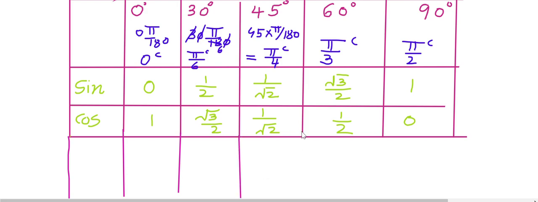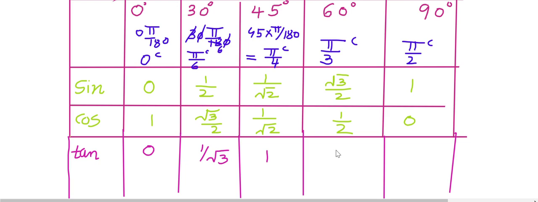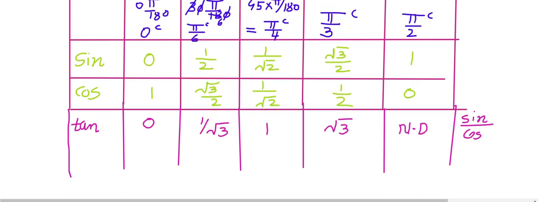Now what will be the tan? Tan is nothing but sine upon cos. So you can follow the same thing. That is, tan will be 0 upon 1, which is 0. Here it will be 1 by root 3. Here it is going to be 1, this is going to be root 3, and this is going to be not defined. For your understanding, I'm writing over here how you get this value: sine upon cos, because tan is nothing but sine upon cos.